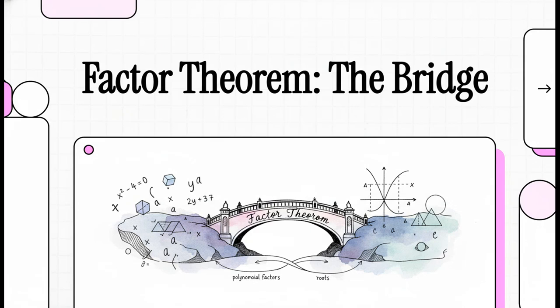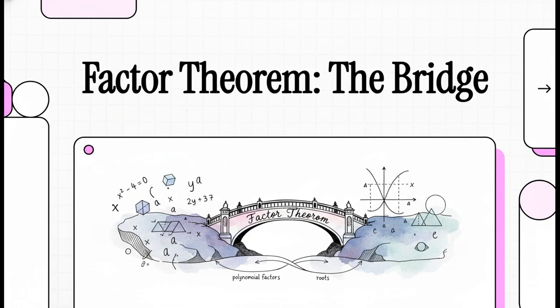All right, today we're going to build a bridge between two worlds you might think are totally separate. Algebra, with all its equations and variables, and geometry with its graphs and shapes. And the name of this bridge? It's the Factor Theorem.